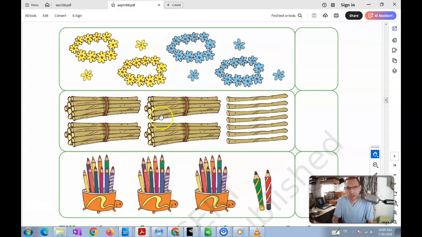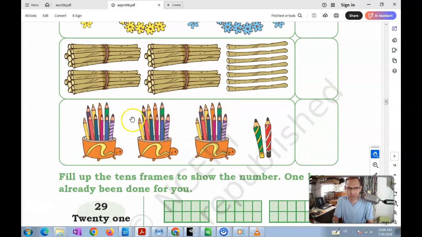Or again, we have grouped these sticks together. So then I have 4 groups, that's a 40, and then that's a 7, so that's a 47. Or this is another group of 10, another group of 10, another group of 10. So that's a 32. So grouping things together is going to eliminate the need to count things.